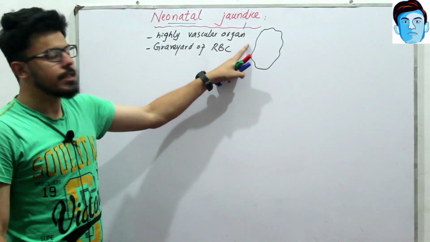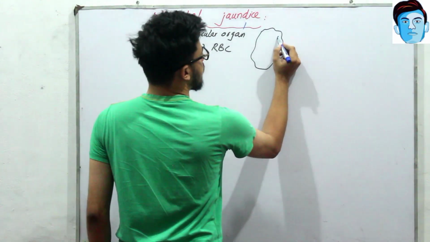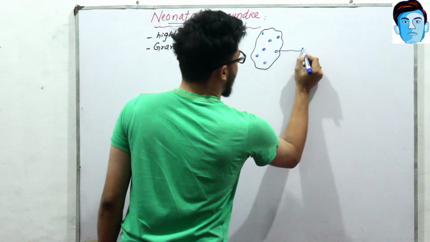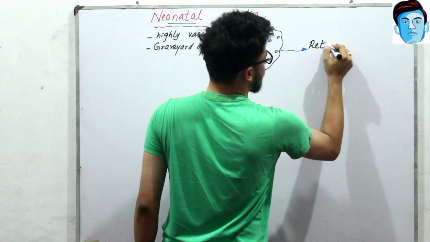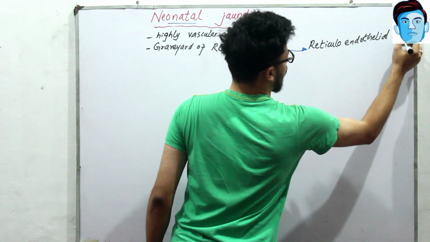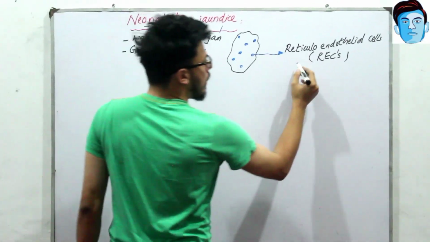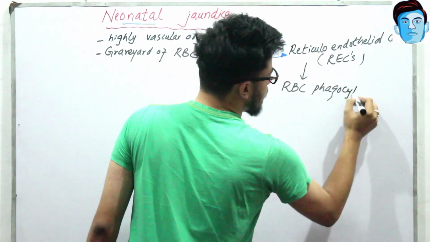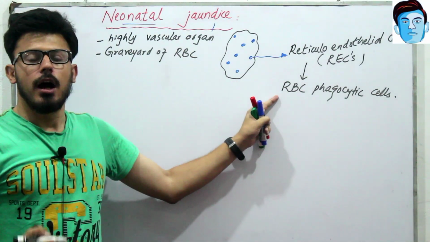Now, if this is the spleen, inside the spleen there is a specialized kind of cells present, and that is called reticuloendothelial cells. And what are reticuloendothelial cells? These are RBC phagocytic cells. What does it mean? It means whenever blood passes through splenic capillaries, ultimately RBC destruction occurs.